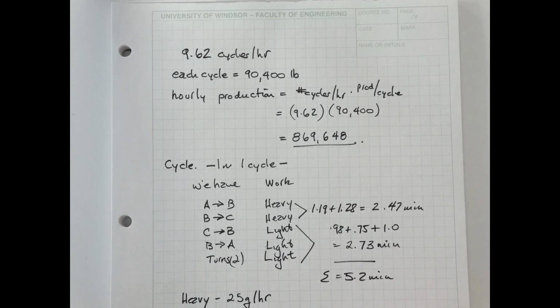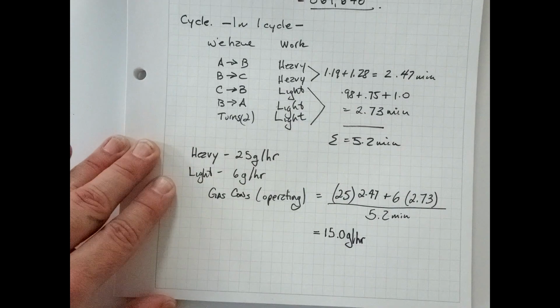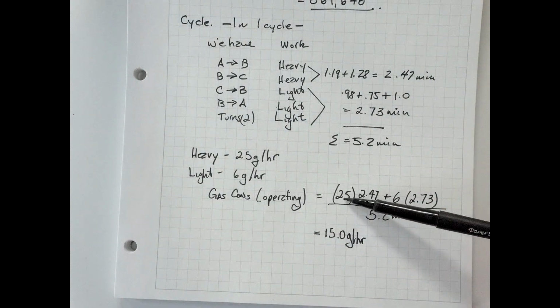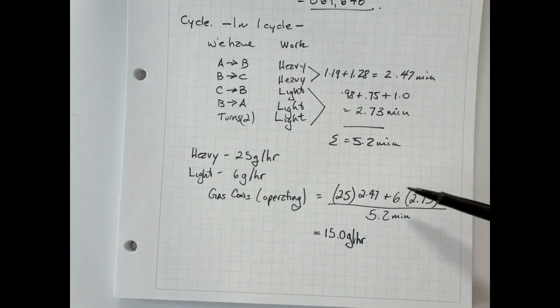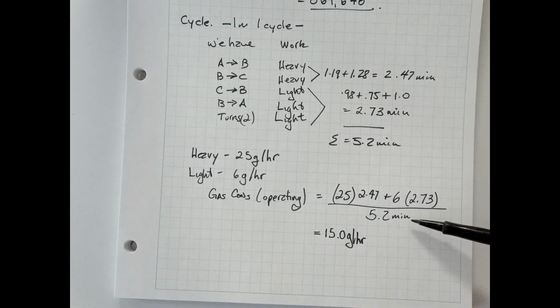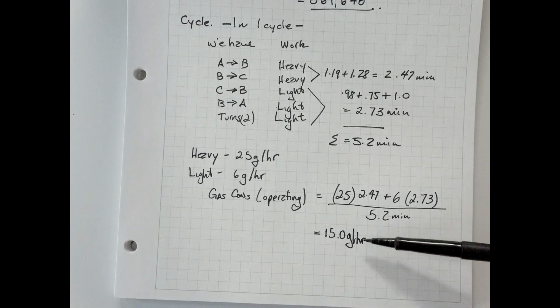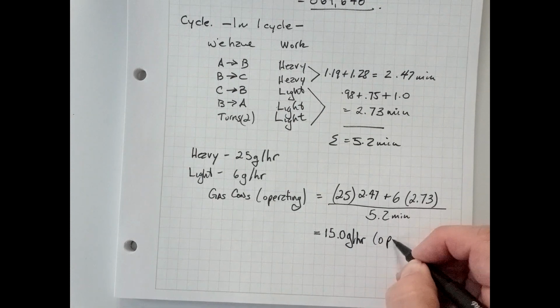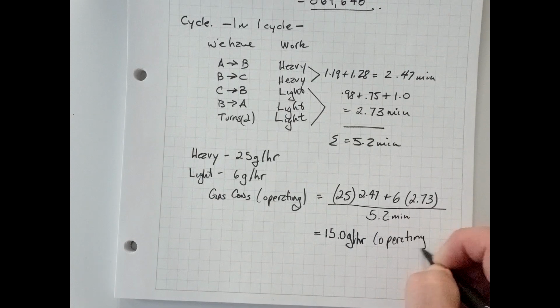15.0 gallons per hour. I'm sorry, you didn't have any of this on here. 25 gallons multiplied by 2.47 minutes plus 6 gallons times 2.73 minutes. This is the weighted average divided by the total time, which is 5.2. We'll come up with 15 gallons an hour. That's our fuel consumption operating.